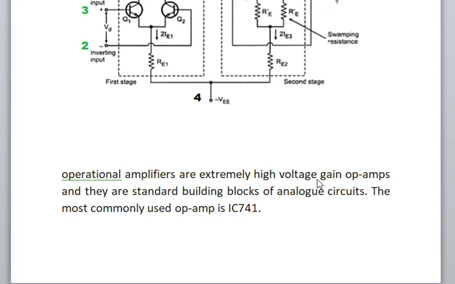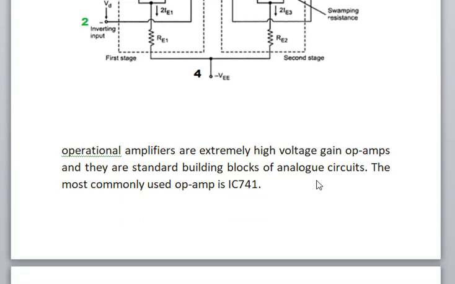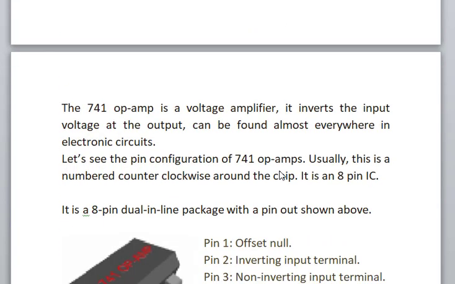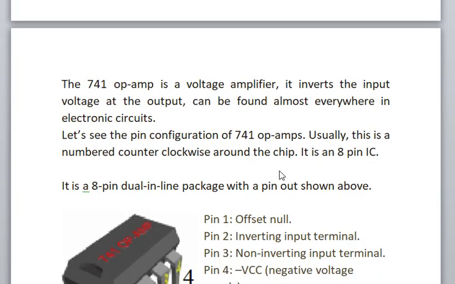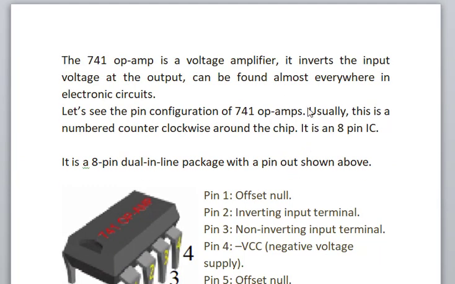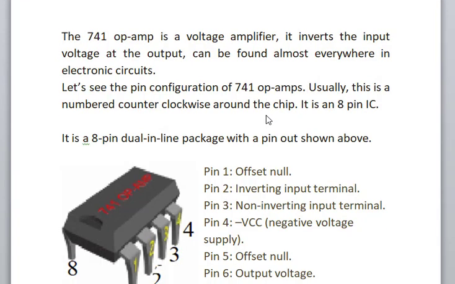The operational amplifier is a high voltage gain amplifier. They are standard building blocks of different analog circuits. The most commonly used op-amp is IC741. The IC741 op-amp is a voltage amplifier. It inverts the input voltage at its output, so it reverses the phase. It is commonly found in a number of electronic circuits.